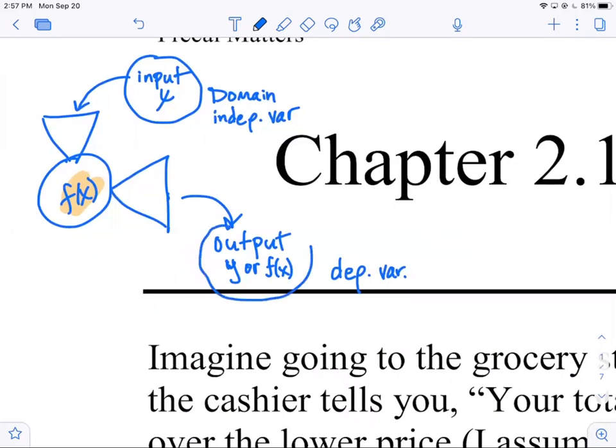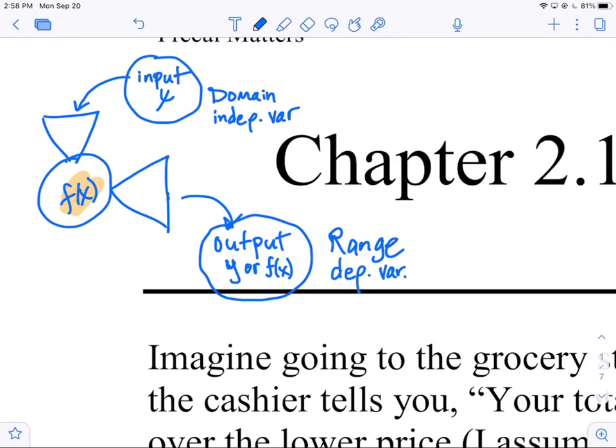Now, because you can put anything in, you're going to get out a whole variety or myriad of outputs, or a whole what of outputs? A whole range. There you go. So the range is your collection of outputs. Domain, range, domain, range. So notice the parallel here. You have inputs and outputs, X's and Y's, domain and range, independent variable, dependent variable, okay?